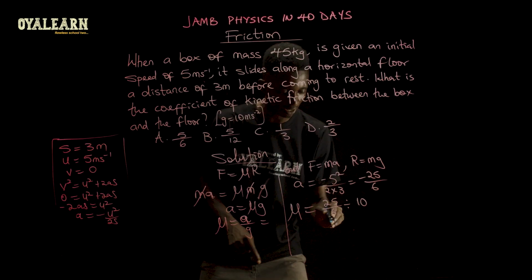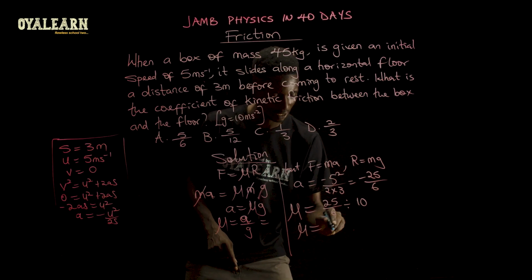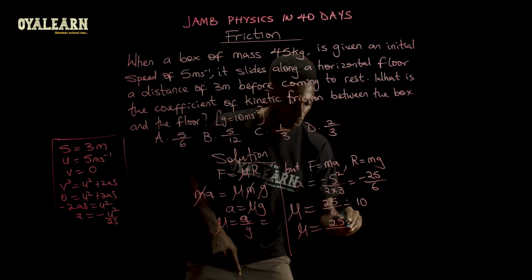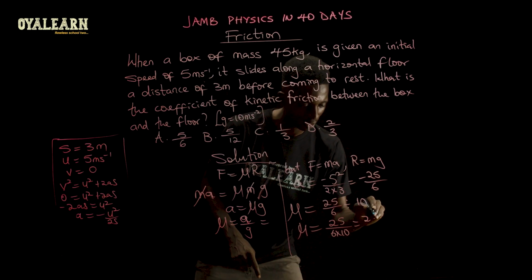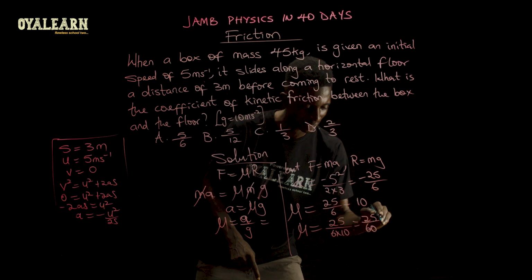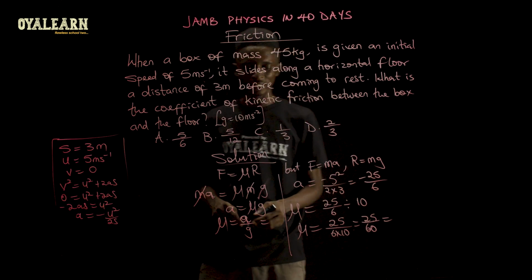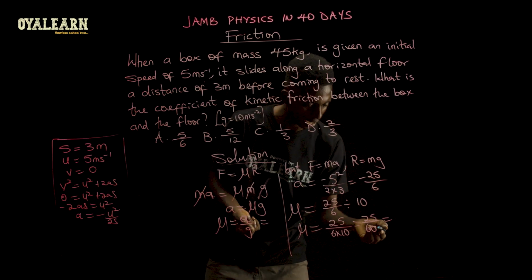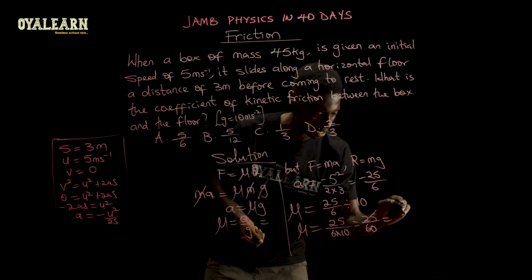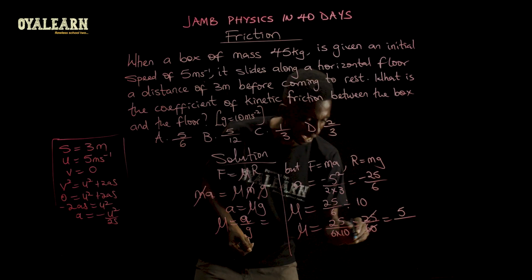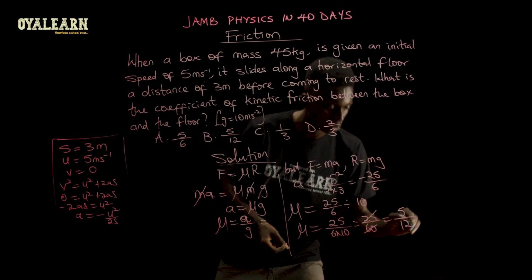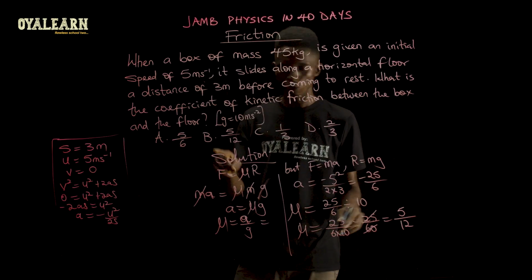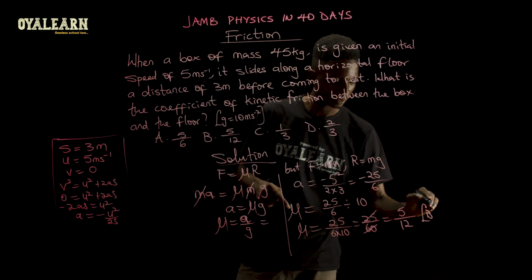So from here, we can then write and say coefficient of kinetic friction is 25 over 6 times 10. That is, we have 25 over 60. Now, when we divide this, we can break it down since our answer is in fraction. Now, what can go here is 5. 5 goes here 5 times. 5 goes here 12 times. So our final answer is 5 over 12, which is option B.